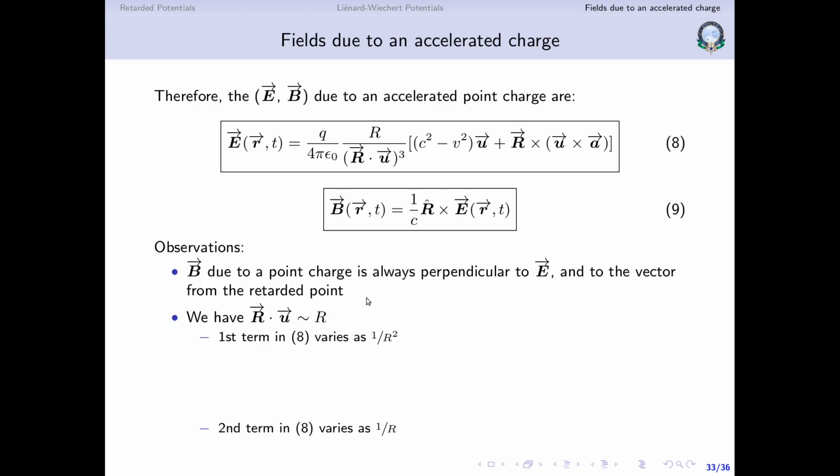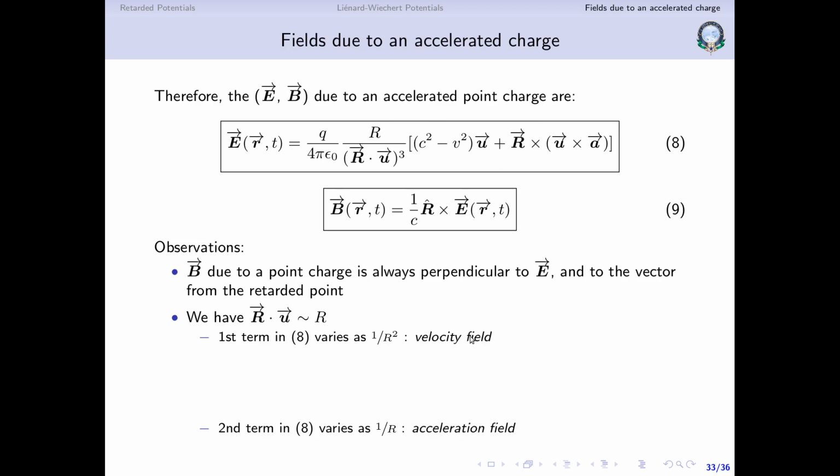And the second term varies as 1 by r. You can see how. We have r into another r here, and here we have r cube. So r square in the numerator, r cube in the denominator. That is going to give us 1 by r. So the first term varies as 1 by r square, and the second term varies as 1 by r.